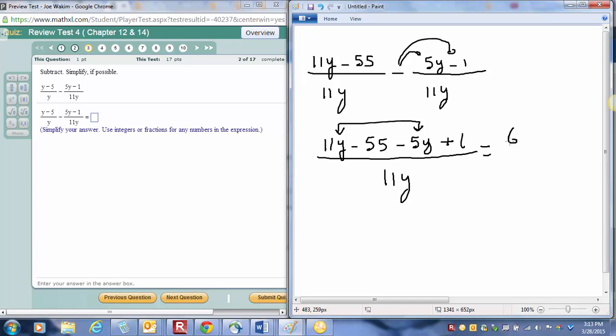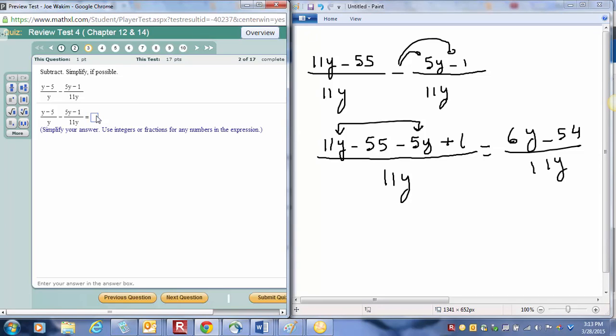Okay, that would be 6y. Negative 55 plus 1 is negative 54 over 11y. Notice I can take 6 as a common factor here, but it's not going to help because 6 and 11 won't cancel. So that would be the final answer. So 11y minus 5y is 6y, minus 55 plus 1 is negative 54, and 11y in the denominator. Let's enter this one. So that would be a fraction first, and then we have 6y minus 54 divided by 11y. That would be the final answer.